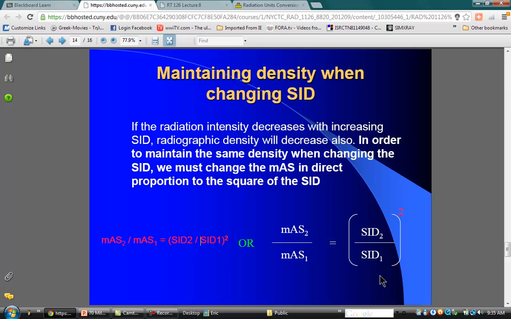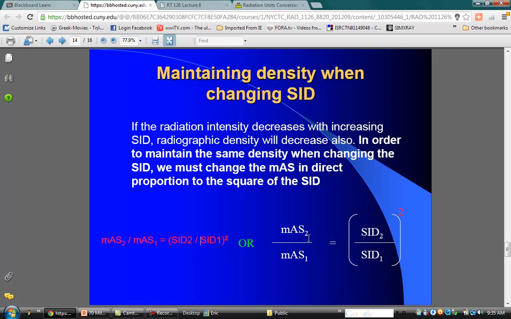Remember that in the last problem, it was inversely proportional, and we were dealing with intensity and distance. Now we are dealing with mass and distance, so the variables are also different. Although the two formulas do happen to appear very similar, please keep in mind that they are not. So, in order to maintain the same density when changing the SID, we must change the mass in direct proportion to the square of the SID.